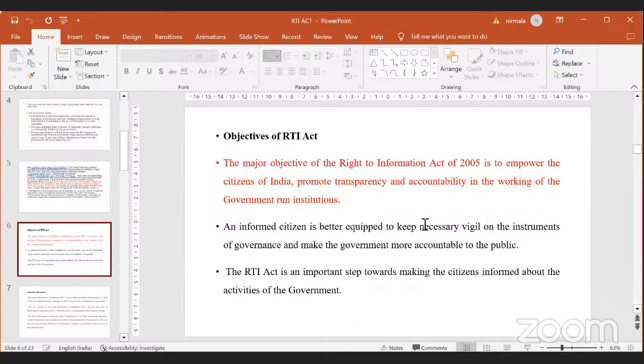So if you see the objectives of the Right to Information Act, the major objective is to empower the citizens in this country to access information that is held by the public authorities to promote transparency and accountability in the working of the government-run institutions. And as we know, an informed citizen is better equipped to keep necessary vigil on the instruments of government and make the government more accountable to the public. And the RTI Act is a step towards making the citizens informed about the activities of the government to promote transparency and accountability in the working of the government institutions. So the major objective of the Right to Information Act is to promote transparency and accountability in the working of the government-run institutions.